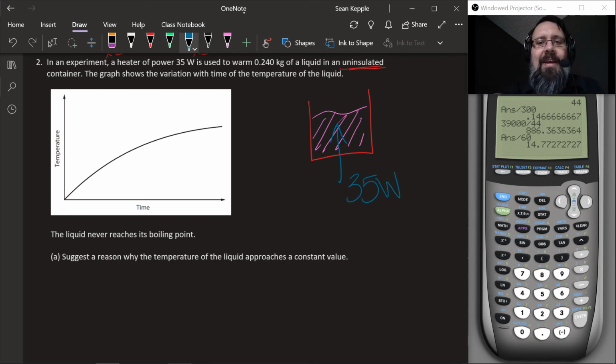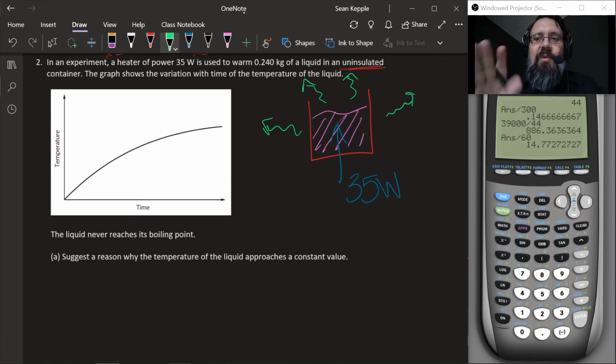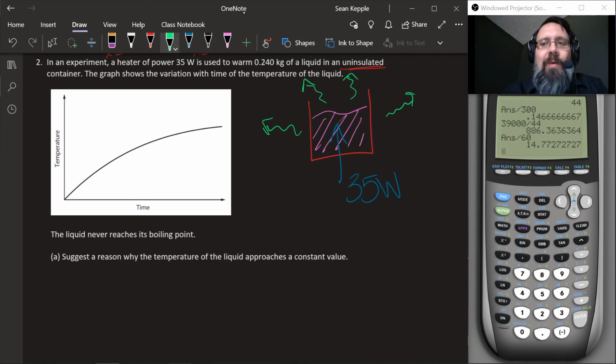So heat is actually going to be lost. This thing is going to be radiating power outward as we try to heat it up. So we give it 35 watts, but it's going to lose a little bit of energy as it heats up. It says the liquid never reaches its boiling point. So why is the temperature approaching a constant value? Why does it look like the temperature is leveling off, reaching this maximum?